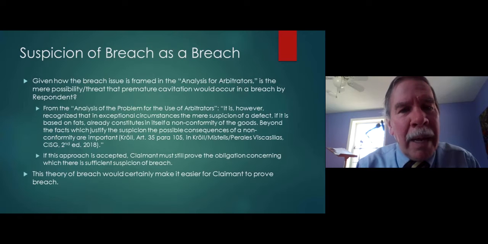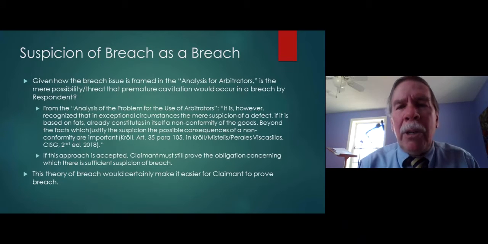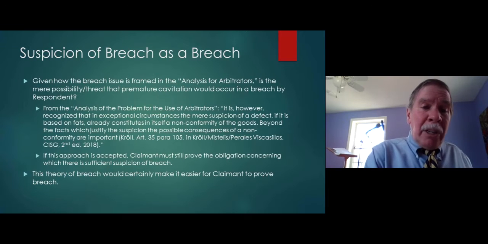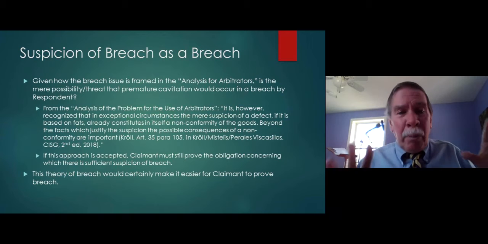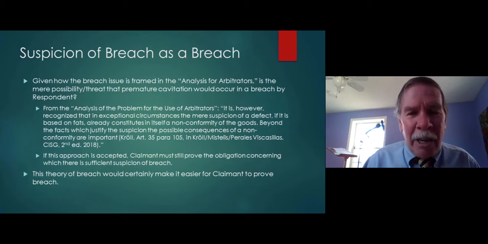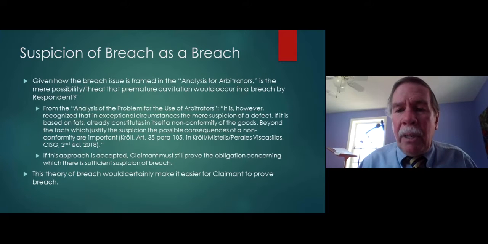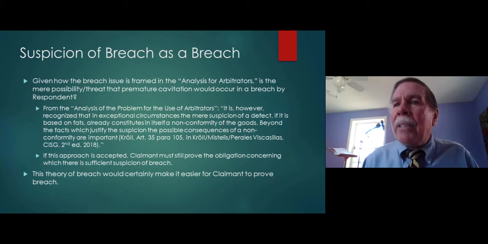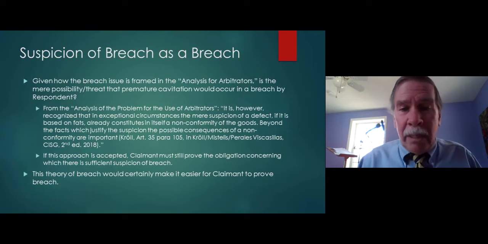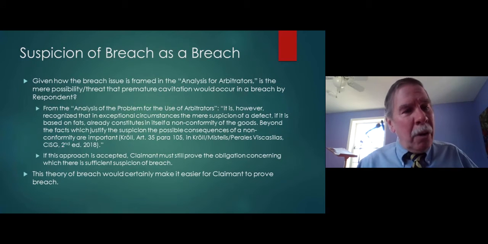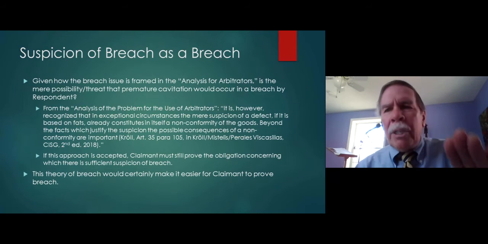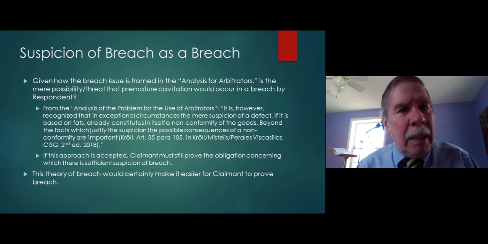The analysis for arbitrators has in mind that the mere possibility or threat that premature corrosion and cavitation would occur is in itself a breach. If this approach is accepted, of course, claimant must still prove the obligation concerning which there is sufficient suspicion of breach. You still have to prove that obligation, but that is not the hardest part. It would certainly make it easier for claimant to prove breach, because I think claimant has an argument based on present facts that there is reasonable suspicion concerning the goods. So that is a different approach to the question of breach, which has the effect of easing the burden of proof problems for a claimant.